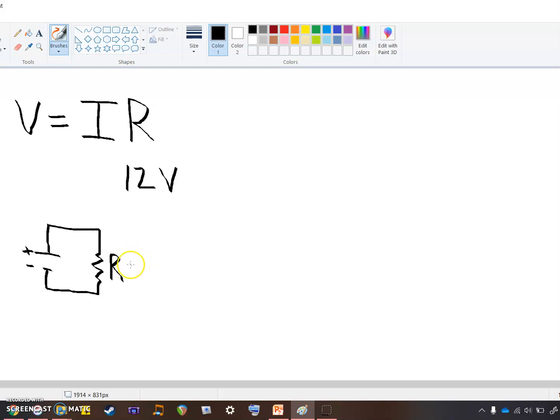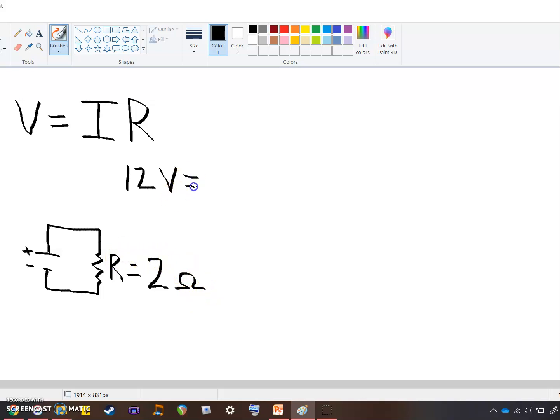So say we have a resistor with, let's give it 2 ohms of resistance. An ohm is the unit of resistance, and we represent it with this Greek letter. It's like a horseshoe, capital omega. So let's say our resistor is 2 ohms.